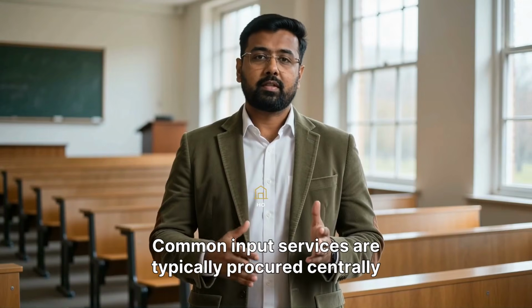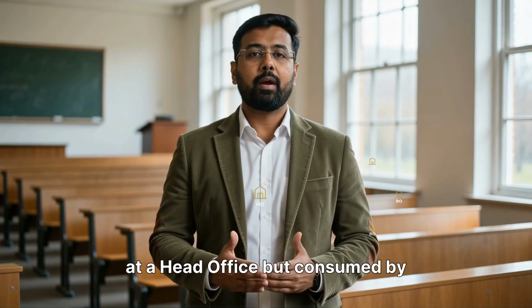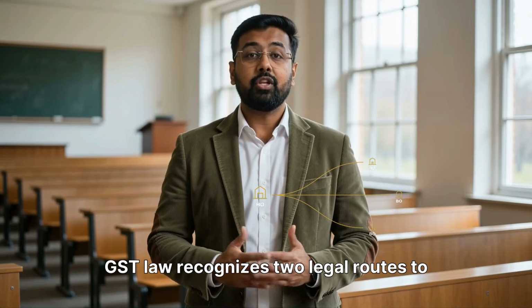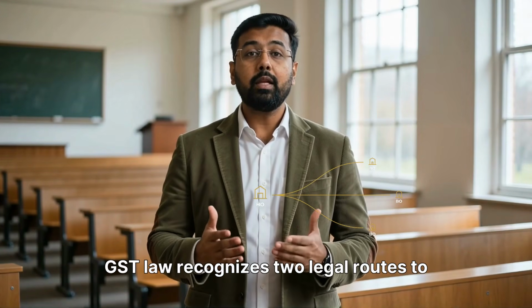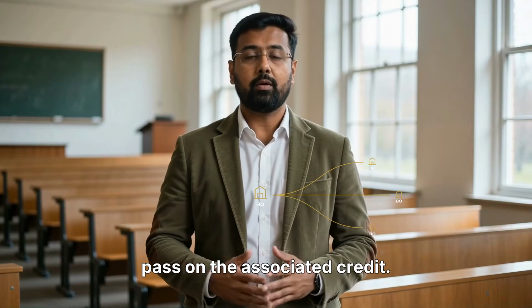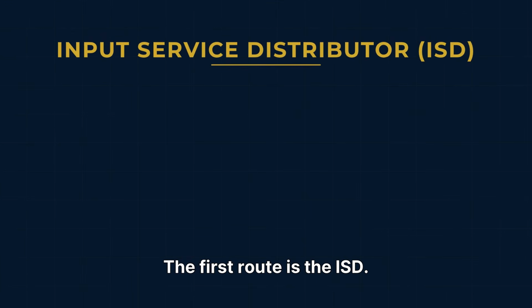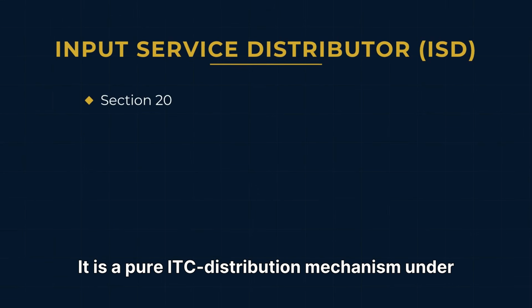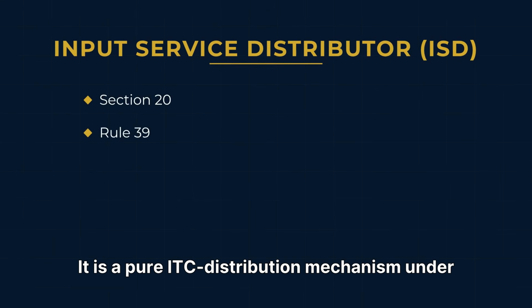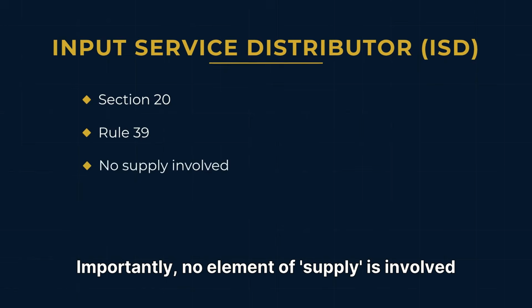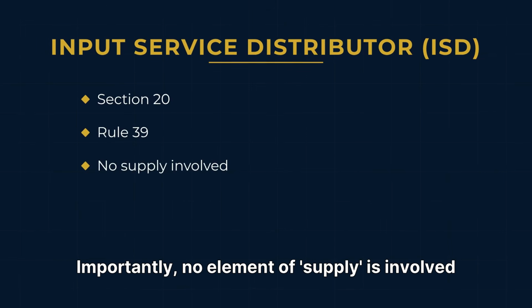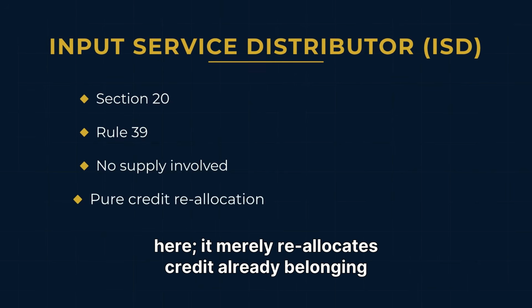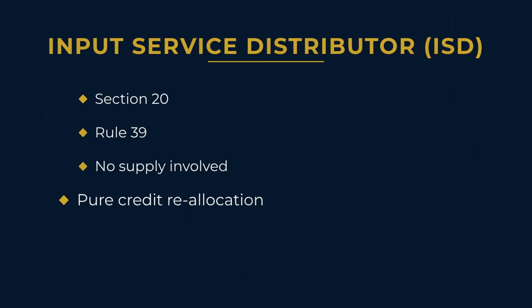Common input services are typically procured centrally at a head office but consumed by various branch offices. GST law recognizes two legal routes to pass on the associated credit. The first route is the ISD. It is a pure ITC distribution mechanism under Section 20. Importantly, no element of supply is involved here. It merely reallocates credit already belonging to the entity.